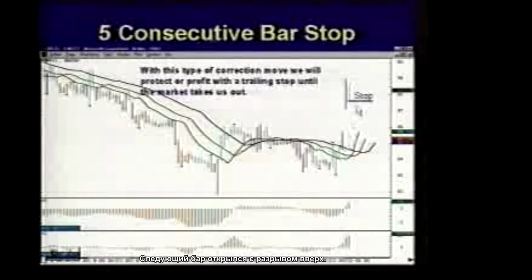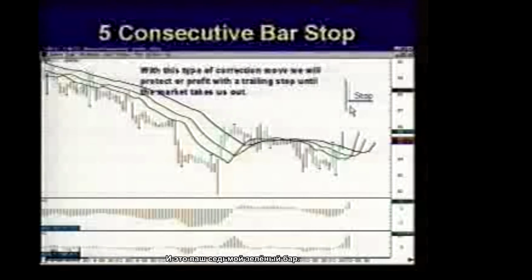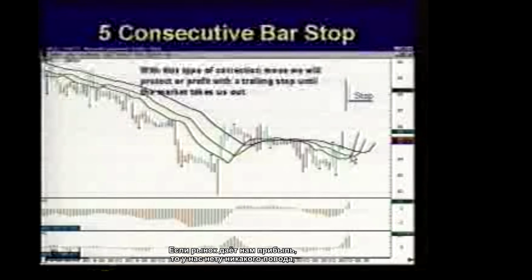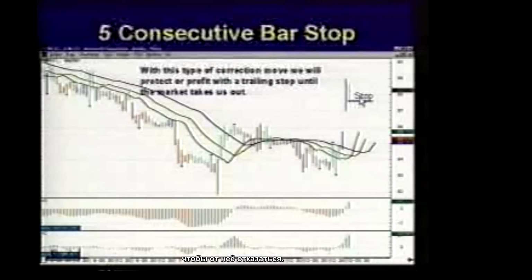You'd have been in here. Next bar gapped up. And that was actually your 7th green bar. So they have a trailing stop here. We want to protect our profit. There's no reason, if the market gives us that kind of profit, that we should give it back.